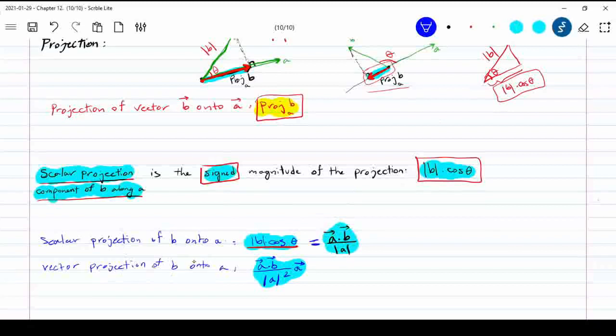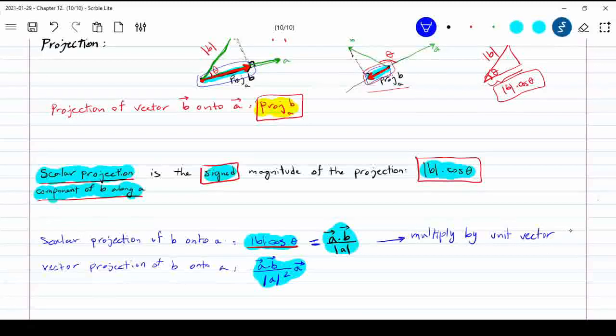What is the vector projection now? If I know the length of this vector, I just need to multiply it by a unit vector. What unit vector? Unit vector along A. So I just need to multiply the scalar projection by a unit vector along A.